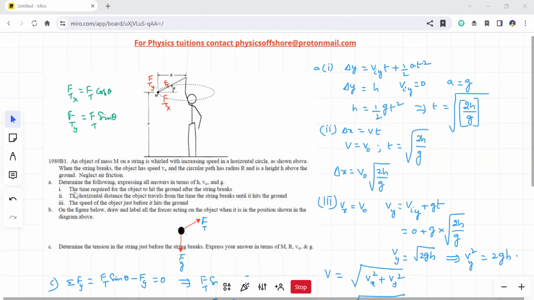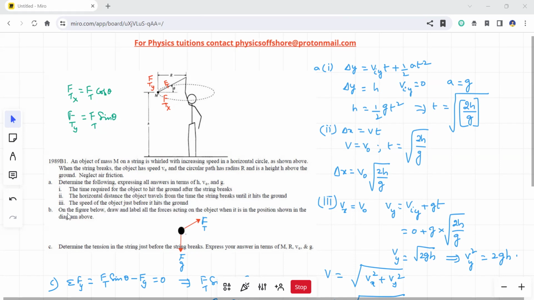First one: the time required for the object to hit the ground after the string breaks. Second: the horizontal distance the object travels from the time the string breaks until it hits the ground. Third: the speed of the object just before it hits the ground.